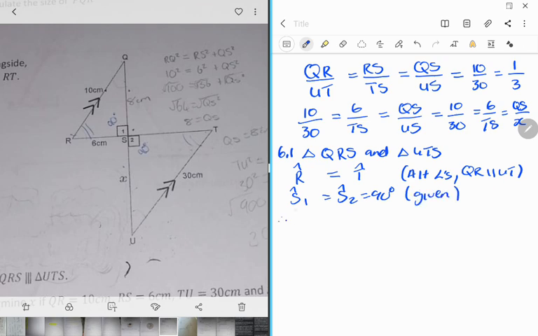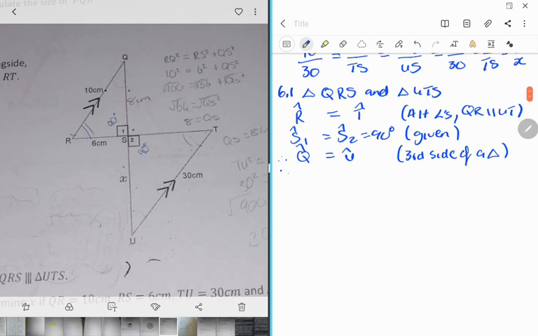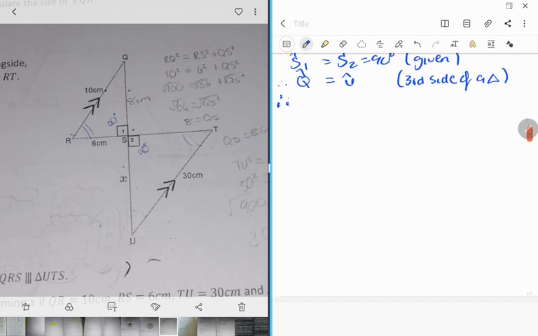So therefore, angle Q will definitely have to be equal to angle U, because it's the third angle of a triangle. It must be equal to that, definitely, because it's the third angle. Okay, so what does this mean? Therefore, we have proved that they're equiangular, right? Therefore, we can say triangle QRS is definitely similar to triangle UTS. I hope that makes sense, guys.